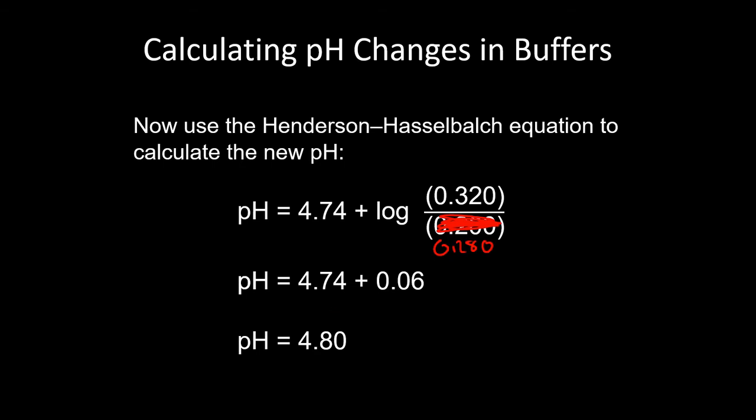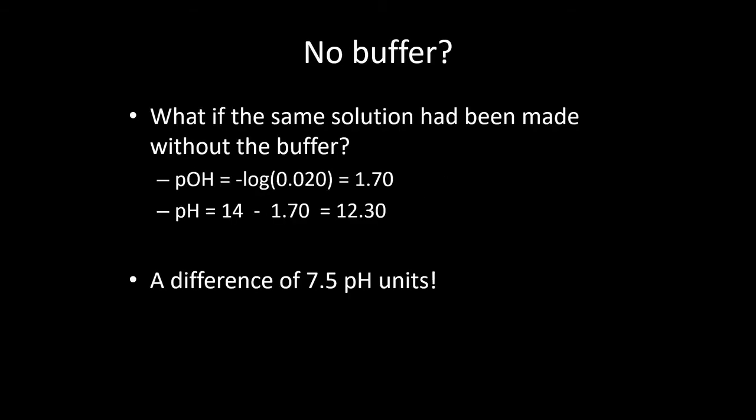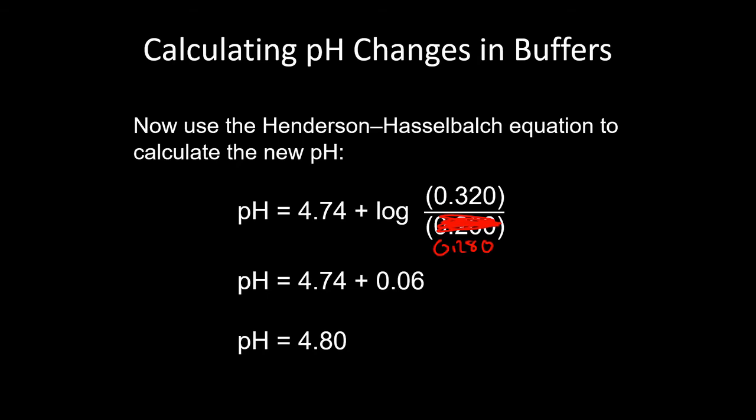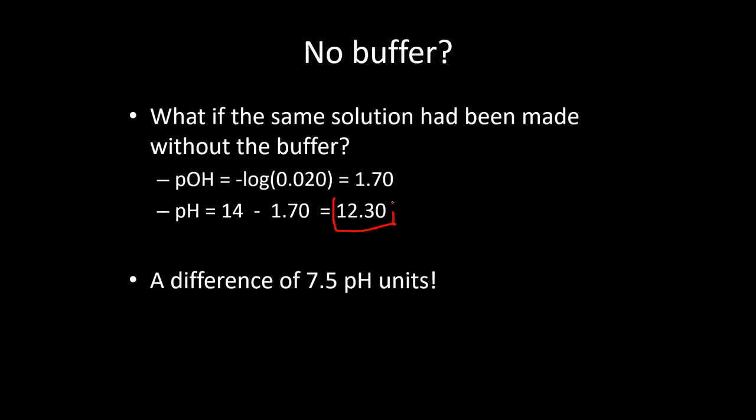Now if you're thinking, okay, big whoop, the pH still changed, the buffer didn't work. Well, what if there hadn't been a buffer at all? What if you just added 0.02 moles of sodium hydroxide to water? Well, you wouldn't end up with a pH of 4.8, I can tell you that. You would end up with a pH of 12.3. That's 7.5 pH units difference. So yeah, the buffer worked. The buffer worked very, very well. It would have been a very different solution without that buffer in it.